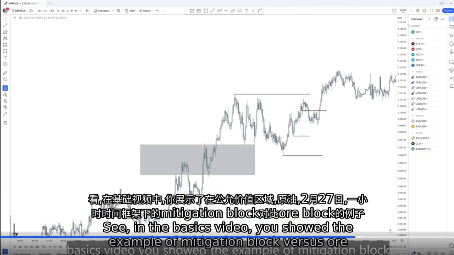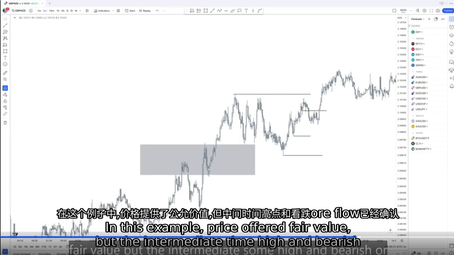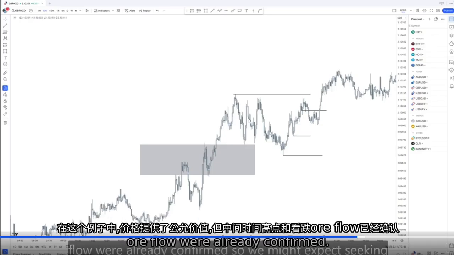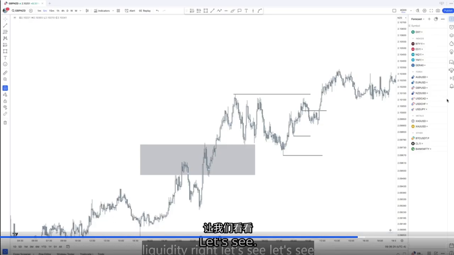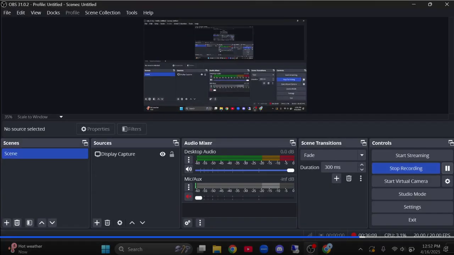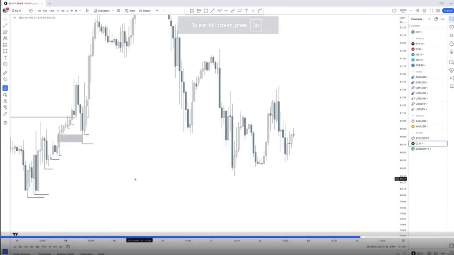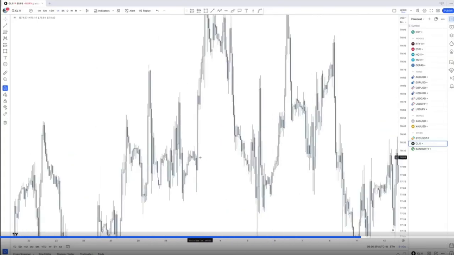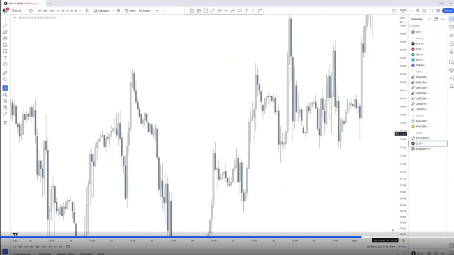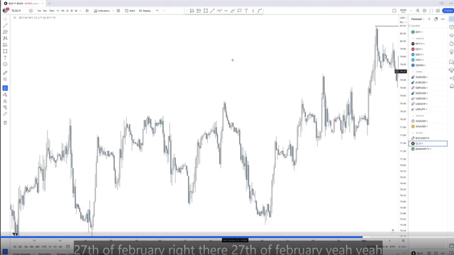See, in the basics video, you showed an example of mitigation block versus order block in fair value areas. Crude oil, 27th of February, 1 hour time frame. In this example, price offered fair value, but the intermediate term high and bearish order flow were already confirmed. So we might expect seeking liquidity, right? Let's see. 27th of February, right there.